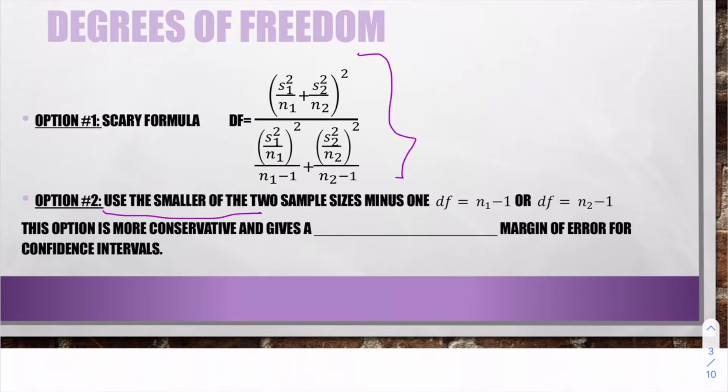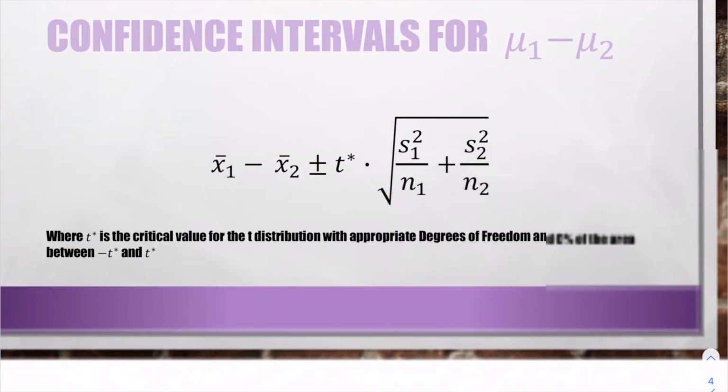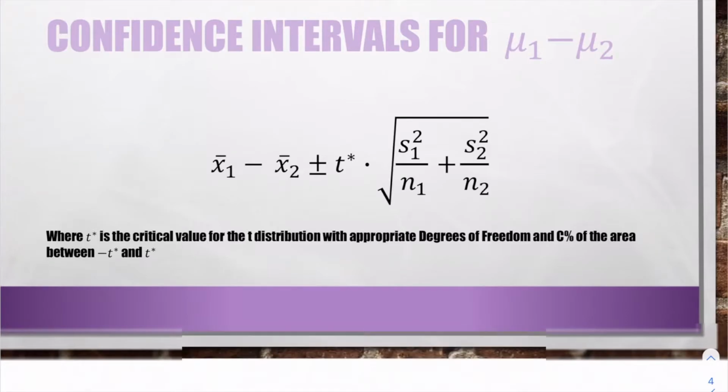But you're going to basically just choose the smaller sample size of the 2 and subtract 1. So this option is more conservative and gives a larger margin of error, which means it's a little bit less of a pinpointed confidence interval, but that's okay. We'll just be more conservative. Okay, so here's your formula for confidence intervals for two sample means, or two population means. T star is your critical value using the appropriate degrees of freedom. So you might want to screenshot this so you have the formula handy.